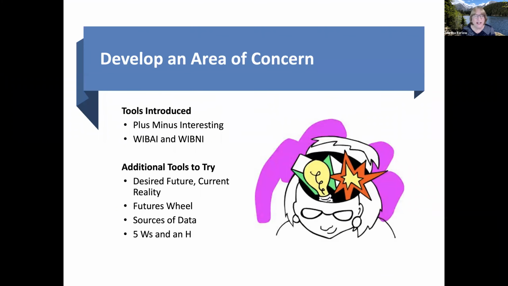So we've taken a look at developing an area of concern. We've looked at two of the thinking tools, plus minus interesting and WIBI and WIBNI. And there are 4 additional tools in the publication that can all help you to examine your area of concern and make decisions about that. And now, Lynn will take over.